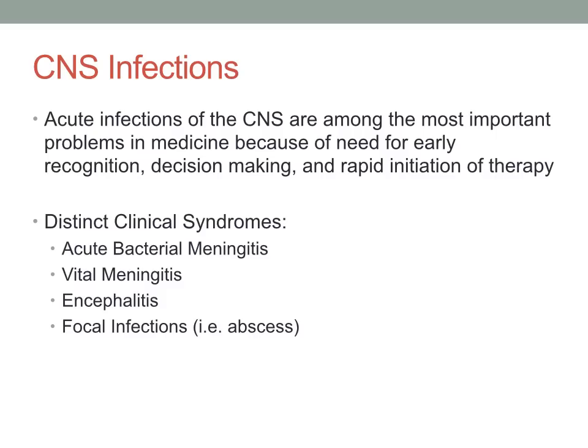If you remember, an infection in the central nervous system really is an important problem because it requires you to recognize the issue and initiate therapy pretty quickly, as this can become a life-threatening infection rather quickly. The clinical syndromes that we're going to talk about here are acute bacterial meningitis, viral meningitis, encephalitis, and then focal infections such as an abscess.